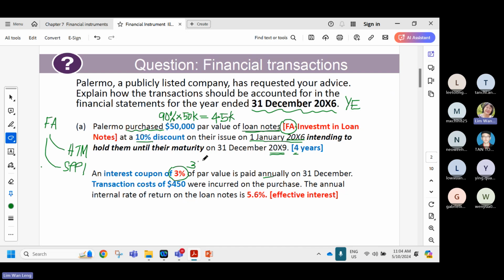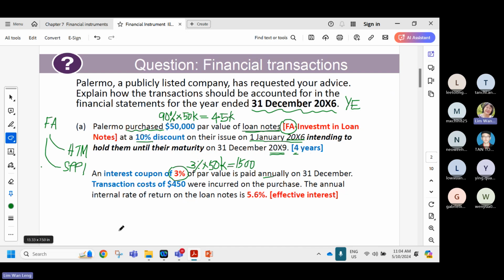So that means 3% of the par value of 50,000. So this will be your annual interest based on the coupon rate times 3%. So it's going to be 1,500. Annually, you're going to get this for the next 4 years.